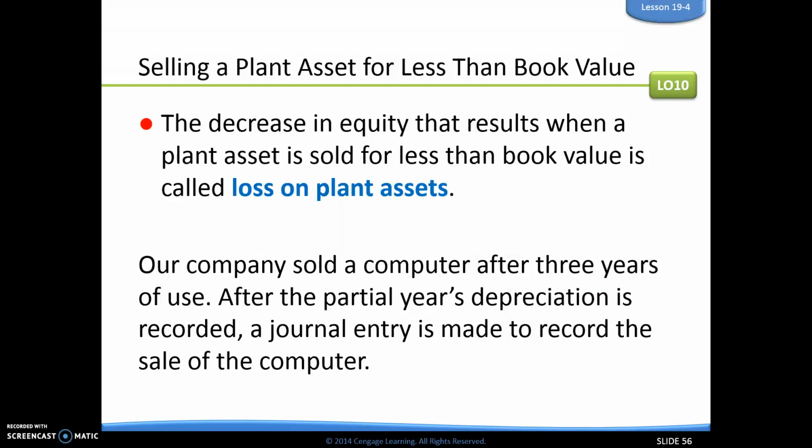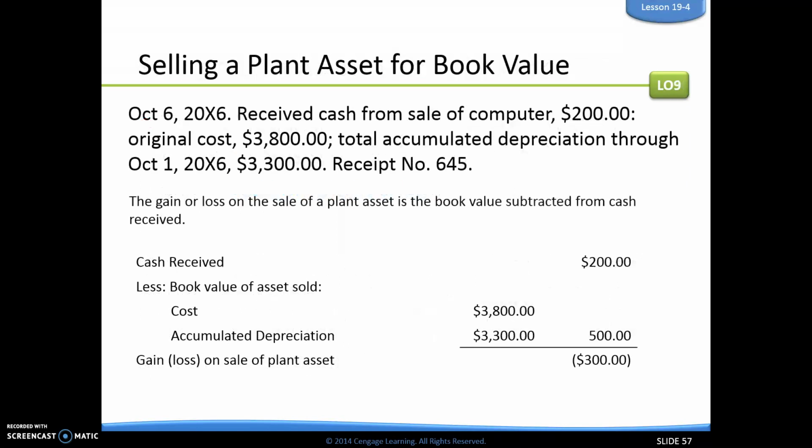Our company sold a computer after 3 years of use, and after the partial year's depreciation gets recorded, a journal entry gets made to record the sale of the computer. So we received cash of 200, we had an original cost of 3,800, and our updated accumulated depreciation is 3,300. Now we have to look at our cash received, and our book value is 500. So we have a loss here of $300.